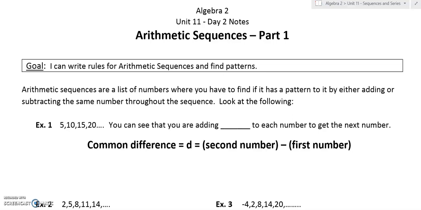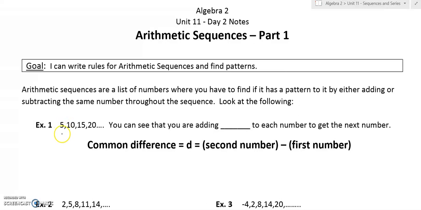Here we go with Unit 11, Day 2, Arithmetic Sequences, Part 1. I'm going to start reading that first sentence on the top there. Arithmetic sequences are a list of numbers where you have to find if it has a pattern to it by either adding or subtracting the same number throughout the sequence. Let's look at the following.